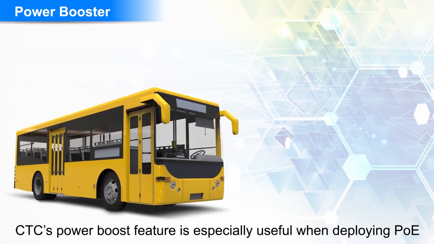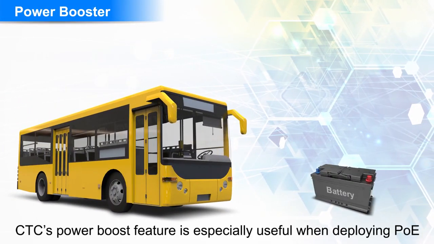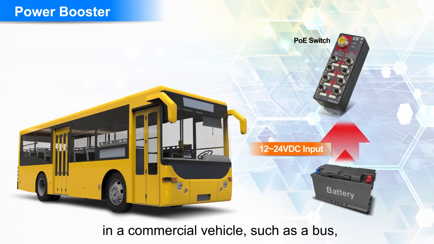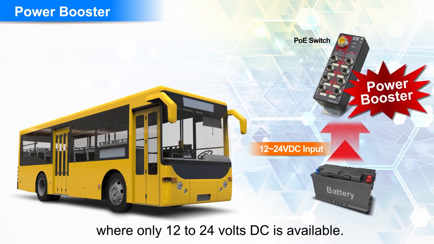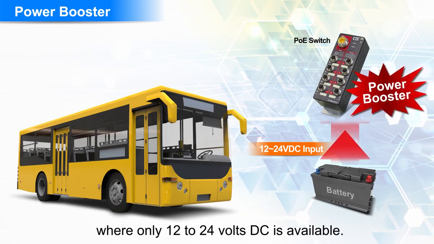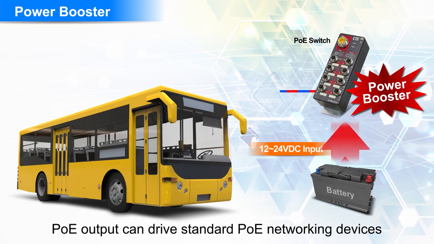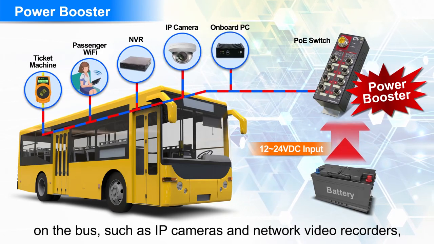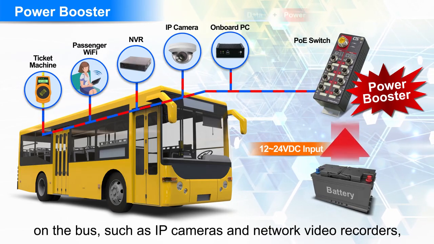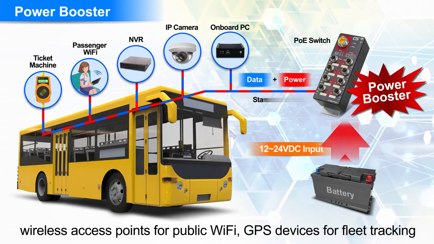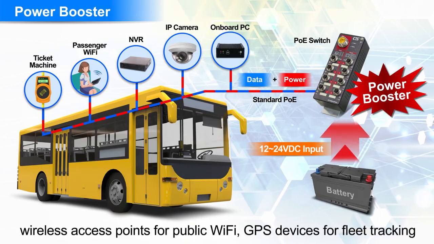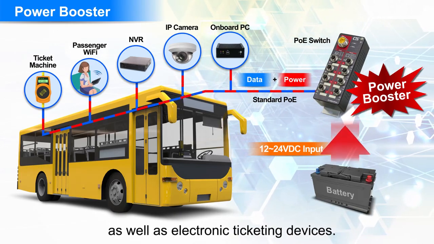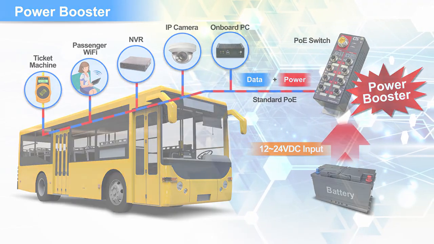CTC's Power Boost feature is especially useful when deploying PoE in a commercial vehicle such as a bus, where only 12 or 24 volts DC is available. PoE output can drive standard PoE networking devices on the bus, such as IP cameras, network video recorders, wireless access points for public Wi-Fi, GPS devices for fleet tracking, as well as electronic ticketing devices.